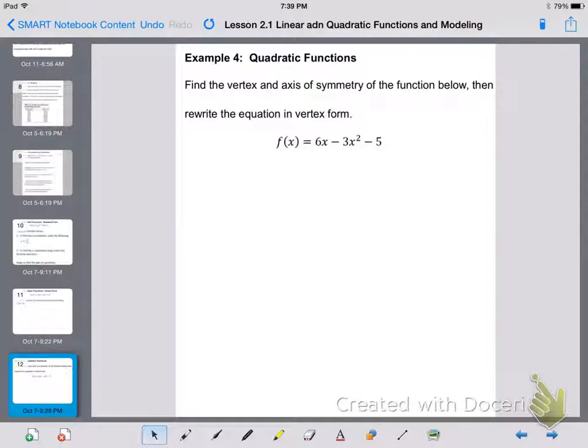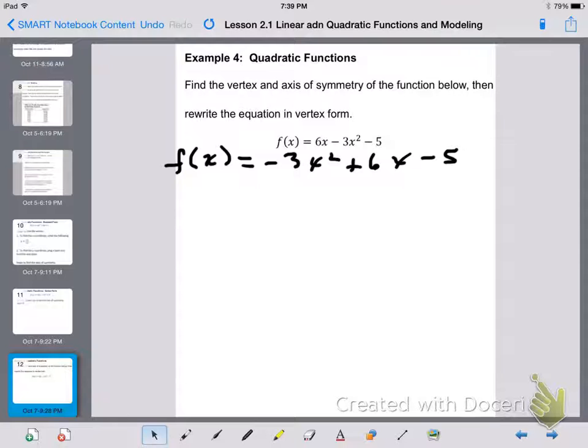It says find the vertex and axis of symmetry of the function below, then rewrite the equation in vertex form. The first thing that you should notice here is that the terms are not written in decreasing order. So we have to rewrite this. We're going to say f of x equals negative 3x squared plus 6x minus 5.